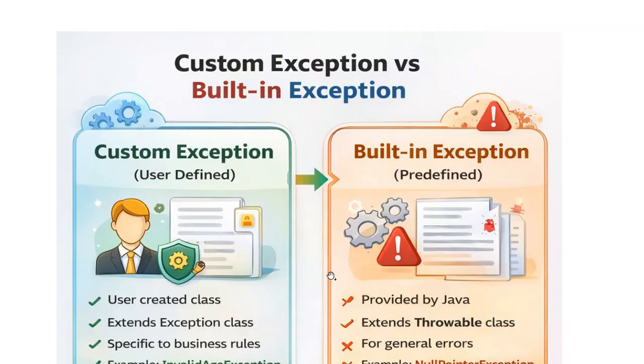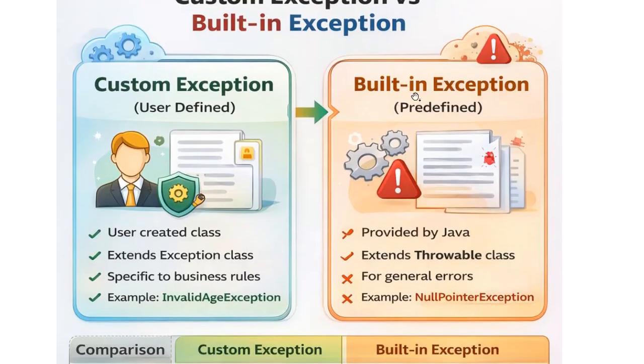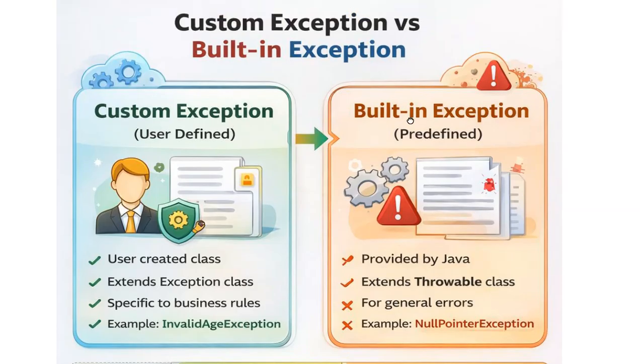Next, these exceptions are classified into two types: built-in exception and custom exception. In this session, we'll discuss custom exception. In our previous session, we discussed the built-in exception. Built-in exception is also called predefined. As a user or programmer, we are not going to write our own exception. The exception is already present in Java classes. It is provided by Java.